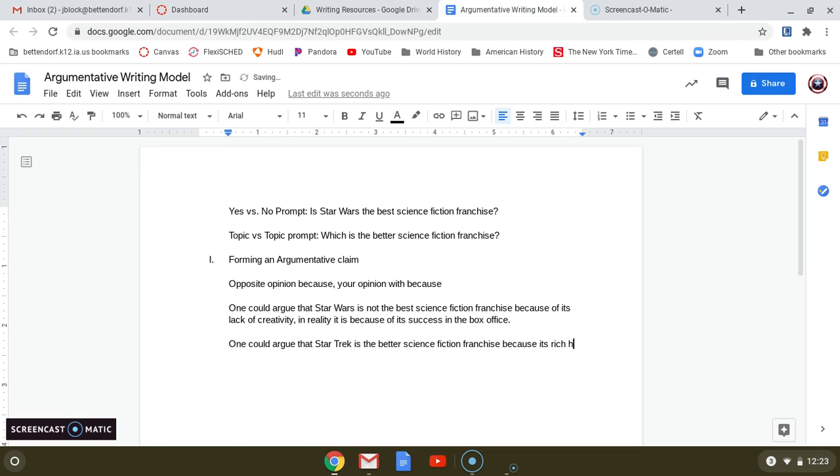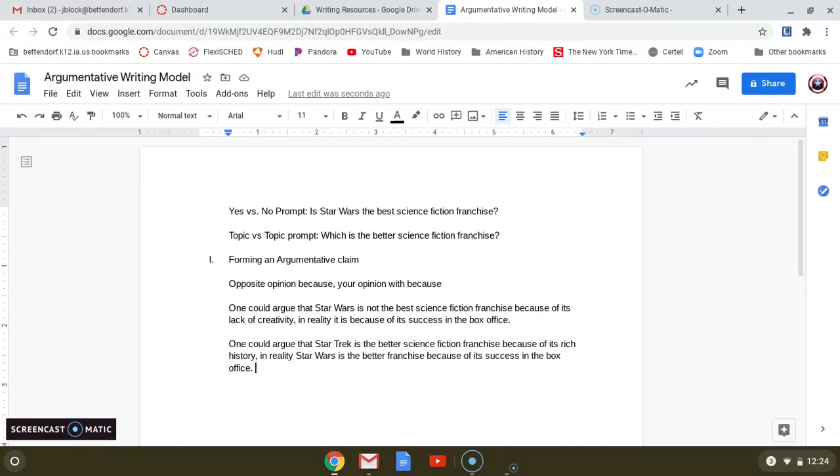Its rich history, then comma, in reality, Star Wars is the better franchise because its success in the box office. All right, let me rewrite it and make sure it makes sense. All right, here we go. One could argue that Star Trek is the better science fiction franchise because of its rich history. In reality, Star Wars is the better franchise because of its success in the box office.